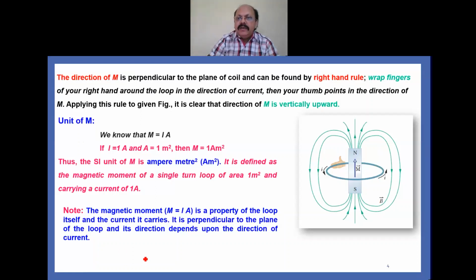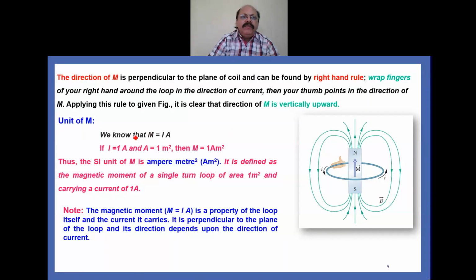Then you see here the magnetic dipole moment direction from south to north, which is represented by the M vector. And here the current is flowing in the circular loop and its direction is along the direction of the fingers, and the direction of the magnetic field is towards the thumb, and these are the field lines.